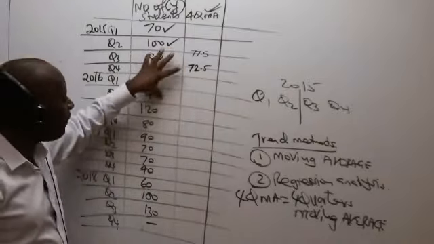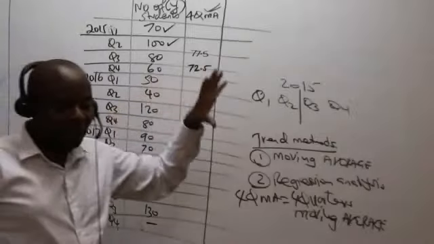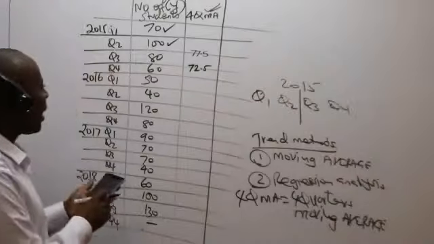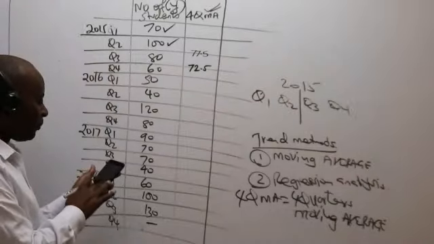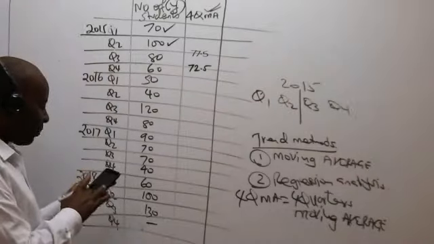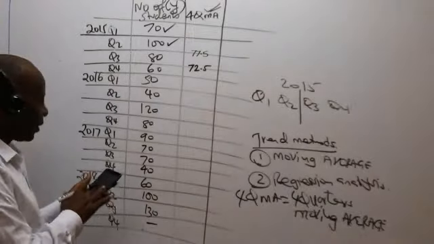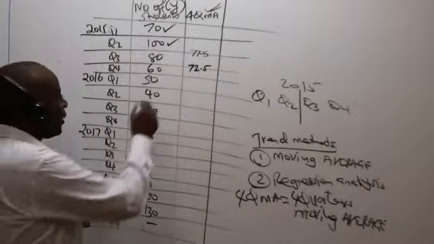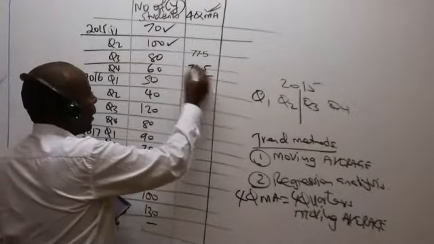And then now I pick the next sequence of 4. What do I have here? I have 80 plus 60 plus 50 plus 40. You say equals, you divide by 4. I'm getting 57.5. So I write like that, I tick.